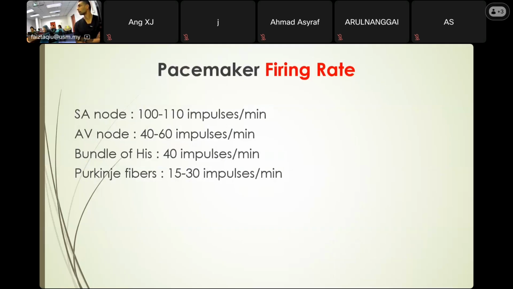Okay, of all the pacemakers, the main pacemaker is the SA node. But the AV node, bundle of His and Purkinje fibers, there's one terminology for that type of pacemaker. Anybody knows? Tak bawa gula-gula ini. Boleh jawab kan nak bagi gula-gula. Huh? No. Type of pacemaker.